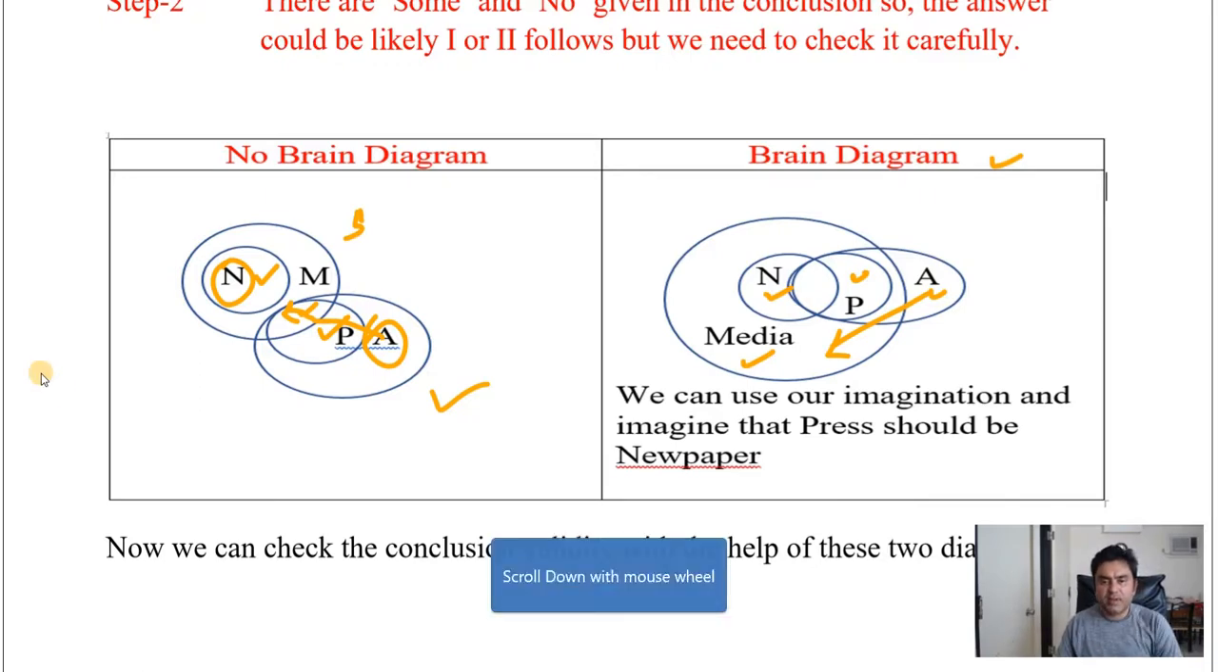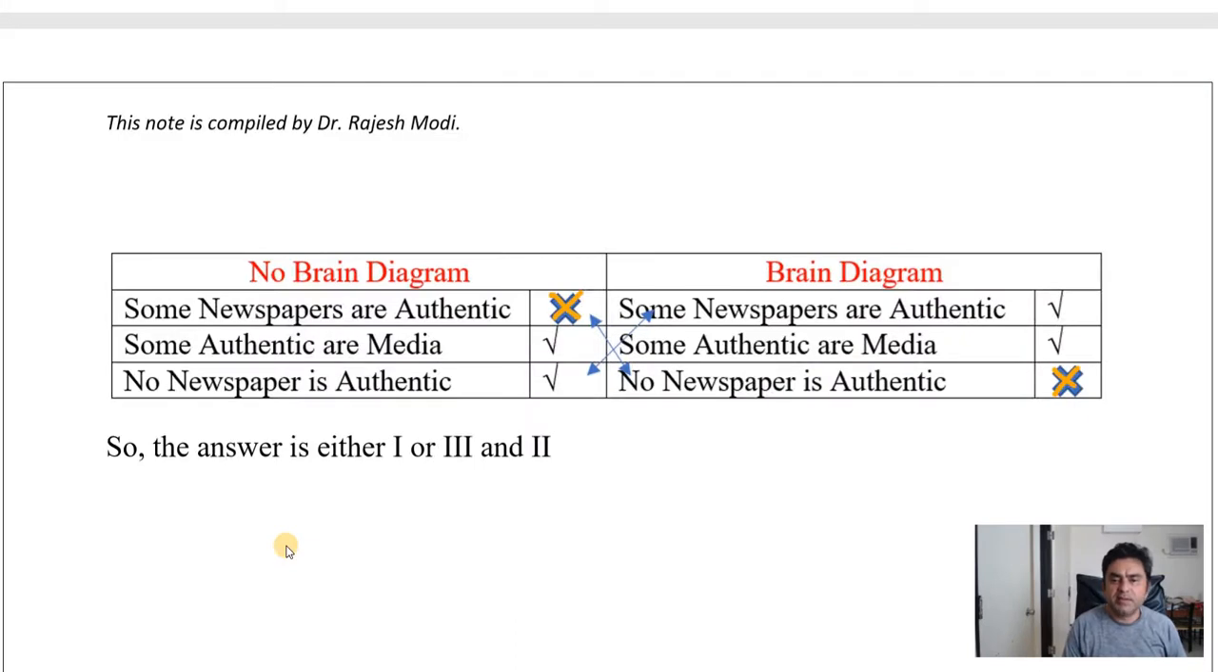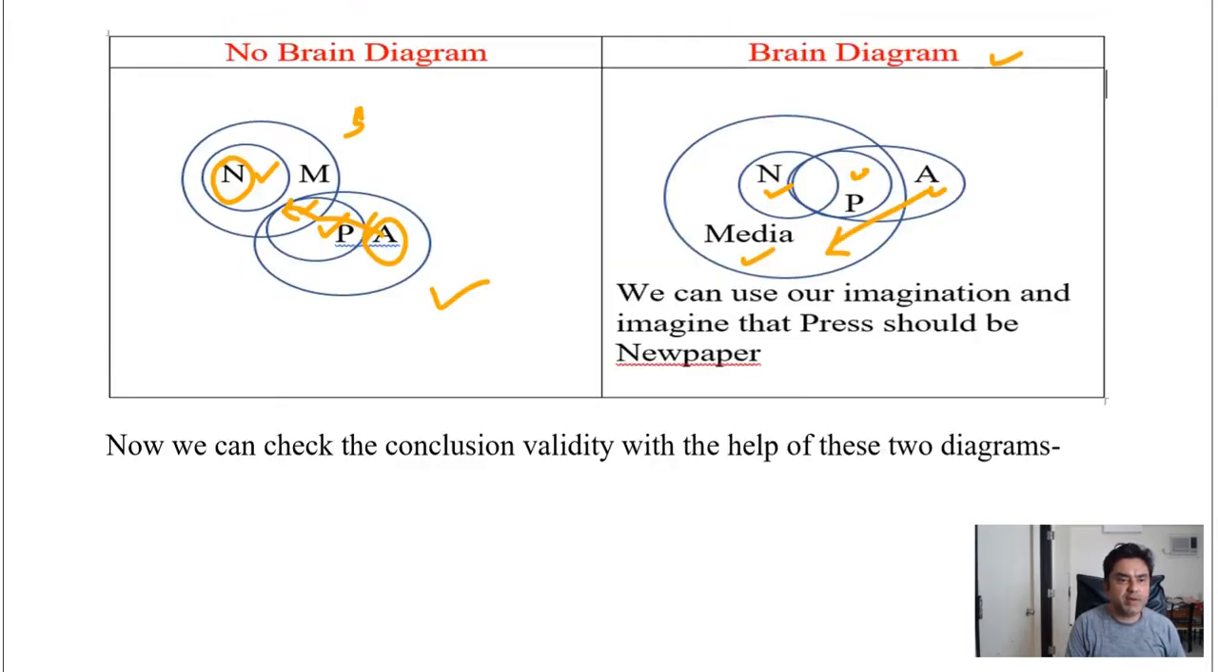No newspaper is authentic. Look at diagram 1. Newspaper is here and authentic is here. So this is correct as per diagram number 1. Then no newspaper is authentic, yes, this is also correct. So the answer is 2 and 3.